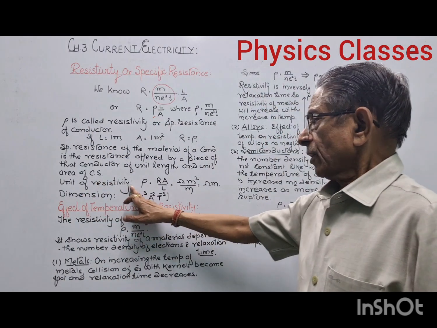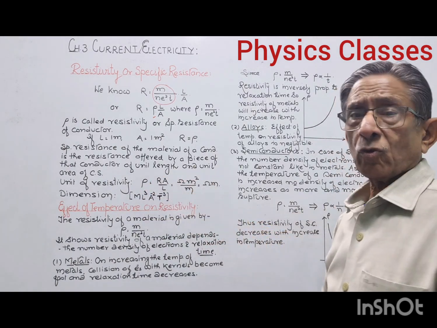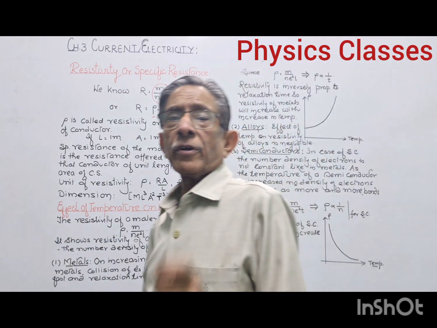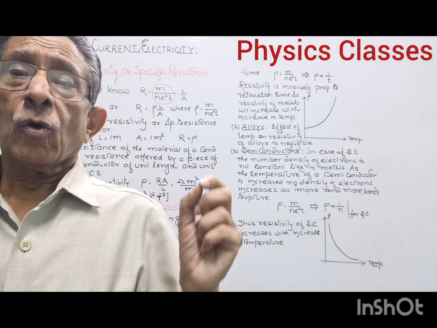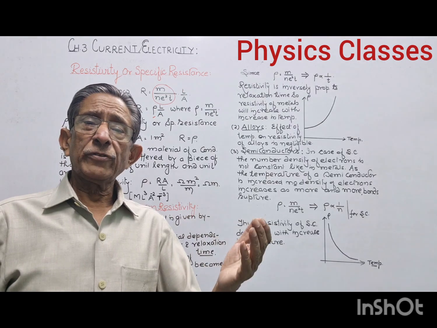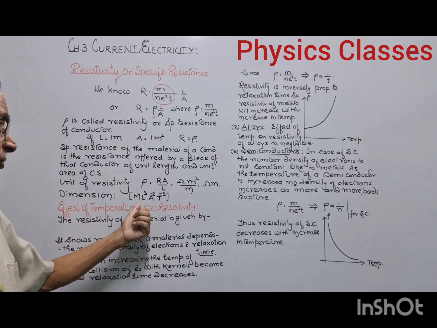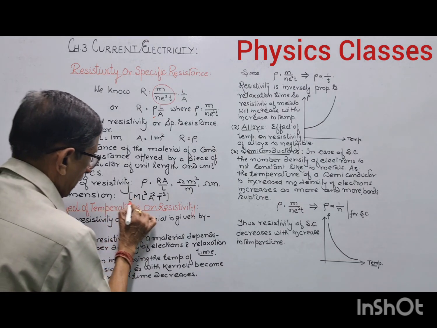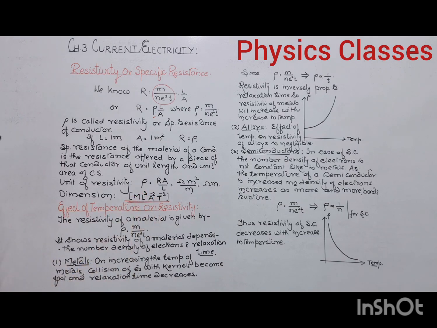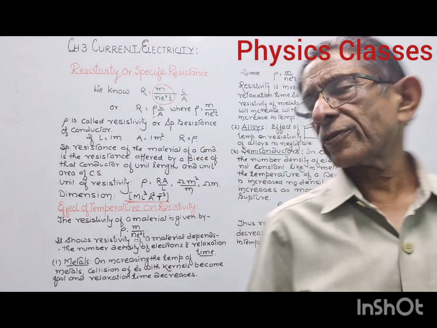Now the unit. Unit of resistivity, rho equals RA upon L. Unit of resistance is ohm, area is meter square, length is meter. So the unit of specific resistance is ohm meter. Or if length is measured in centimeter, then you can say it is ohm centimeter. Dimensions of the resistivity are M L square, M L cube, A minus 2, T power minus 3. These are the dimensions of specific resistance.